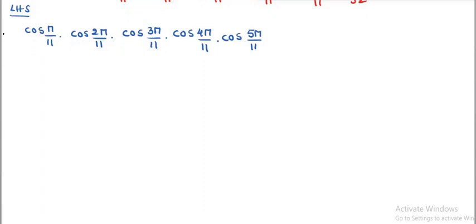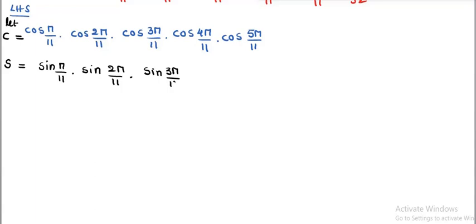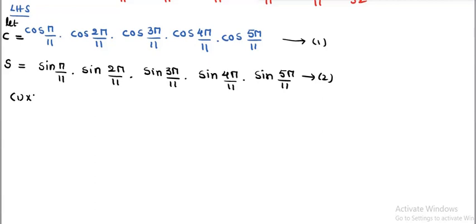Please observe. Let C equal to cos pi by 11, cos 2 pi by 11, cos 3 pi by 11, cos 4 pi by 11, cos 5 pi by 11. Next, S equal to all the sines: sin pi by 11, sin 2 pi by 11, sin 3 pi by 11, sin 4 pi by 11, sin 5 pi by 11. Okay, next, taking 1 and 2, multiplication, C into S, cos into sin.